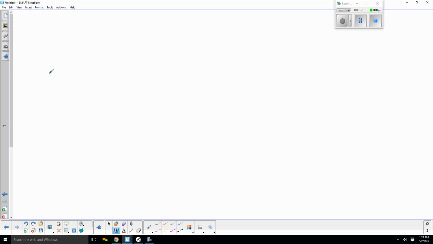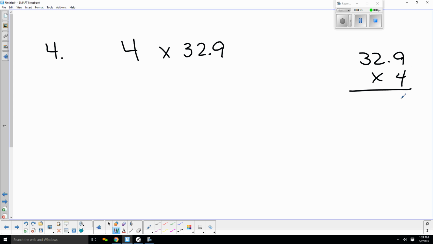On number 4, it says Samuel bought 4 rolls of tape to seal boxes. Each roll contains 32.9 meters of tape, and he uses 1.2 meters to seal each box. What is the total number of boxes he can seal with the 4 rolls of tape? So the first thing I'm going to do is find out how much tape he has. So I'm going to take the 4 rolls and times it by the 32.9 meters. So if we have to multiply that, remember when you multiply, take 4 and multiply by each digit.